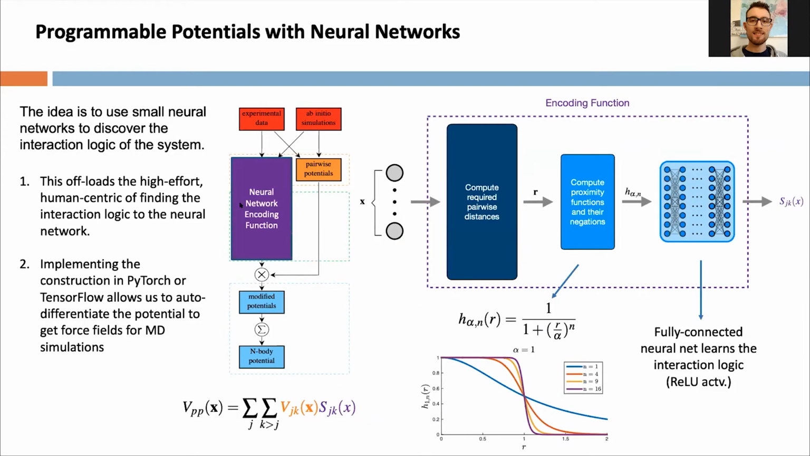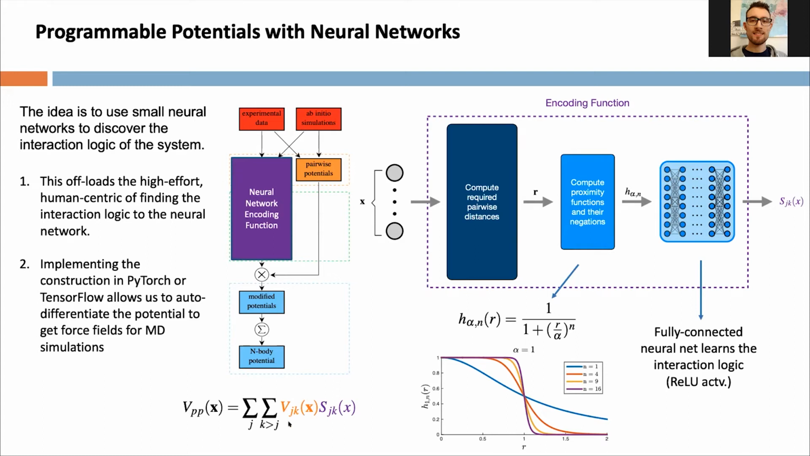So the idea with programmable potentials to neural networks is to actually use neural networks to replace that human-centric, high effort process of finding the coarse level logic and constructing the encoding functions. Another benefit is that implementation in something like PyTorch or TensorFlow allows us to auto differentiate the potential, so we can automatically get the force fields for MD simulations, so we don't have any error-prone human differentiation step as well. So like I said, we just replace that whole human-centric workflow with a neural network encoding function.